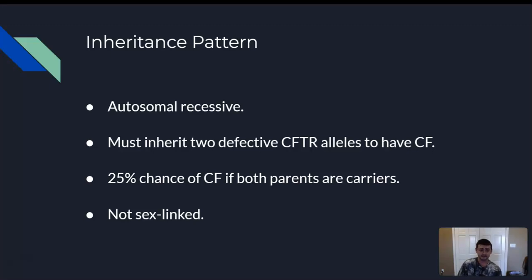Inheritance pattern. Cystic fibrosis follows a classic autosomal recessive inheritance pattern. This means a person must inherit 2 defective copies of the CFTR gene, one from each parent, in order to have the disease. If both parents are carriers, each child has a 25% chance of having CF, a 50% chance of being a carrier, and a 25% chance of not carrying the mutation at all.